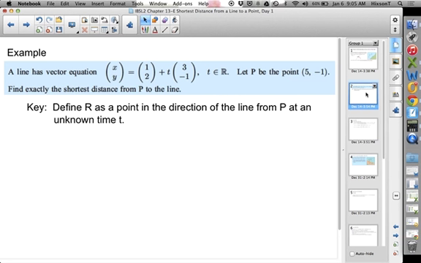Now, I put on here the key is to define R as some point in the direction of the line from P at an unknown time t. Okay? So I'm going to define R, okay, using my vector equation.